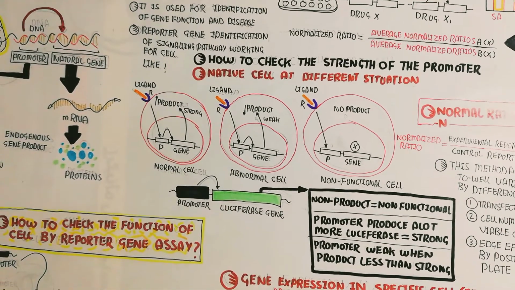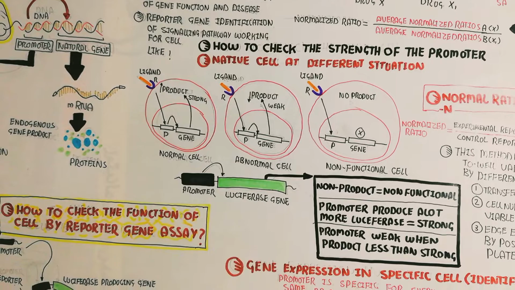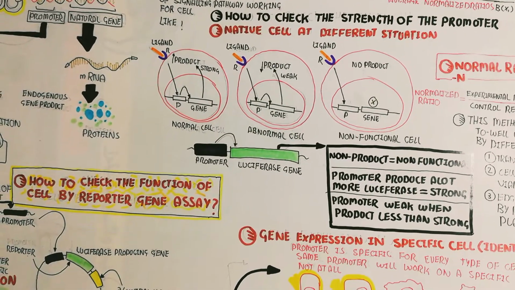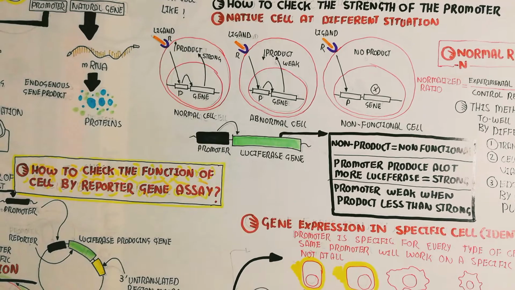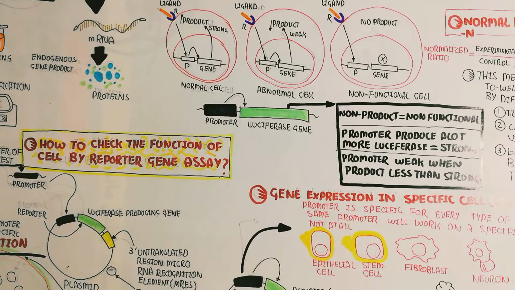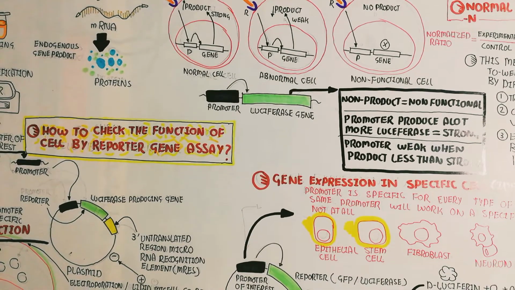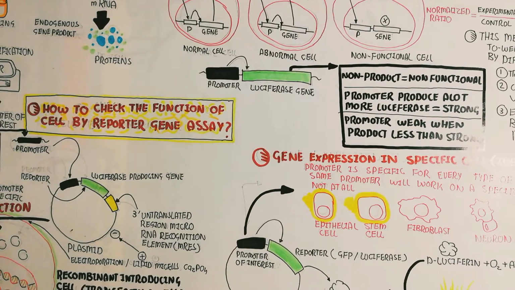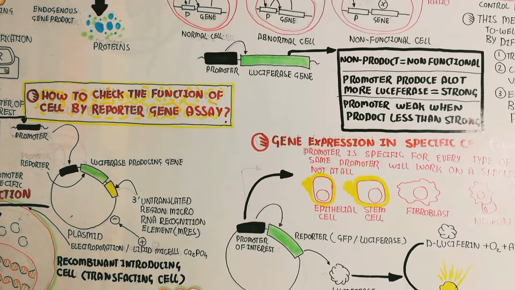So basically the luciferase reporter gene assay is used for disease detection and gene identification for the working gene, as well as defective gene understanding. On the other hand, it identifies non-product-producing, non-functional, or less functional genes.